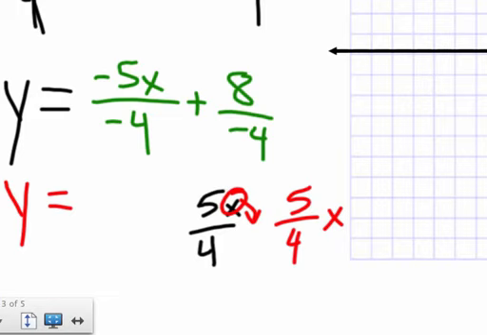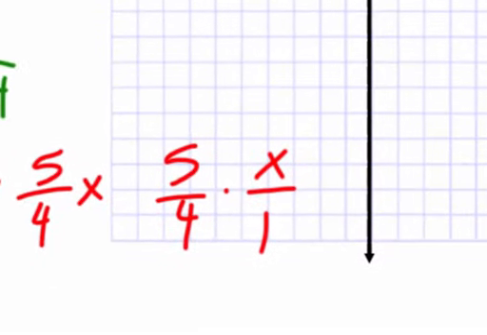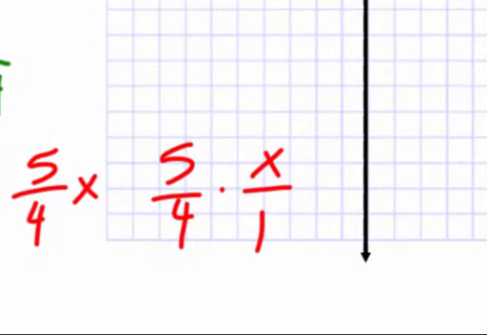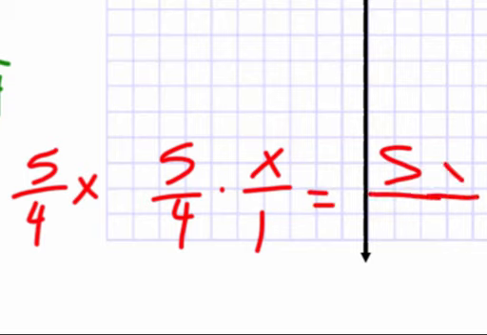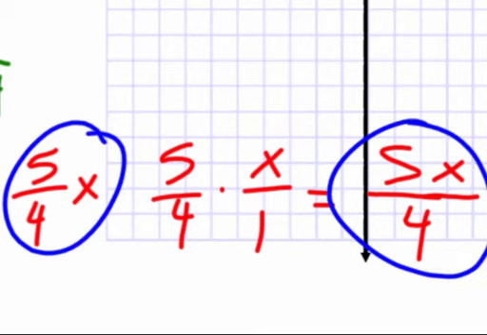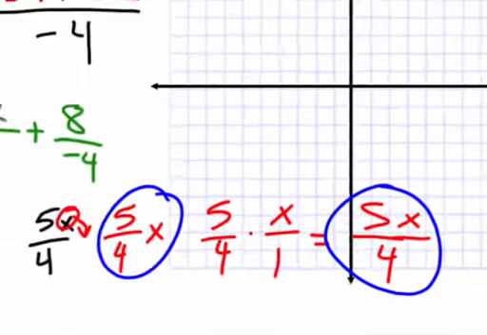And the reason why I can do that is it's really 5/4 times x over 1. Right? That's how I write any number as a fraction. And if I multiply that, I'd get 5 times x over 4 times 1. Aren't those the same thing? This would be the same thing as that. So that's all I'm going to do, is pull my x term out.